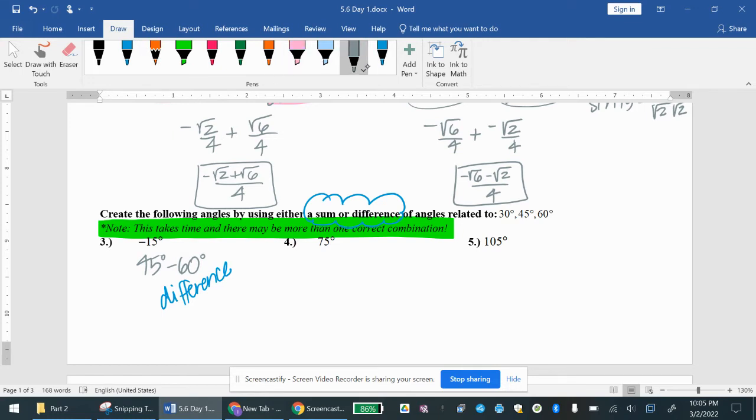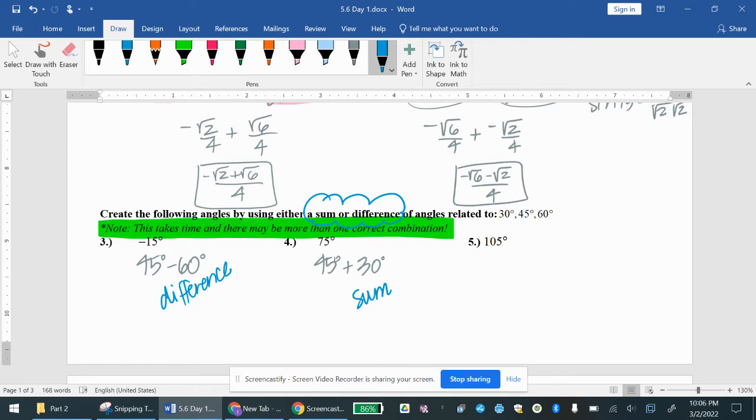For this one, I used 45 and 30. So that would be a sum, okay? So you can use a sum or a difference to create the angle given. Because if I were to ask you to find the sine of 75, 75 is not a special reference angle, right? But if you can break it down using your special angles that you know how to work with, anything related to 30, 60, or 45, then you can figure out the answer, okay?